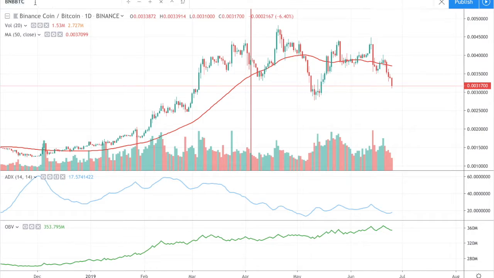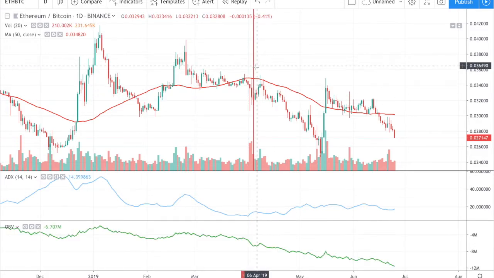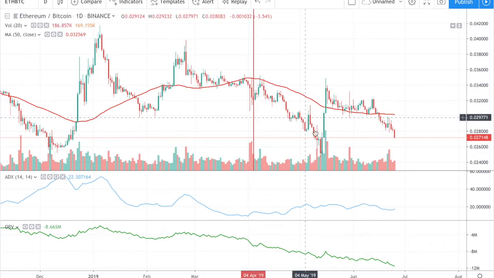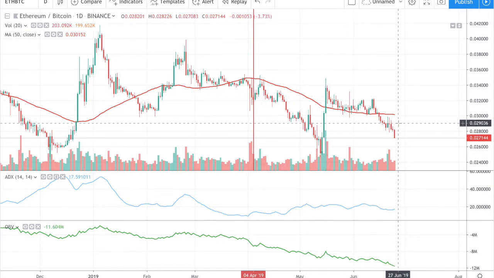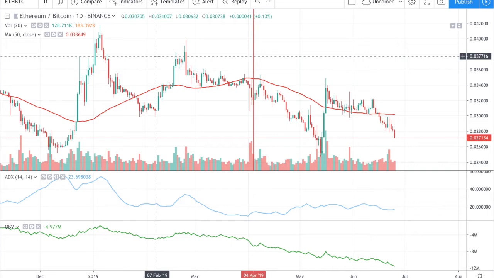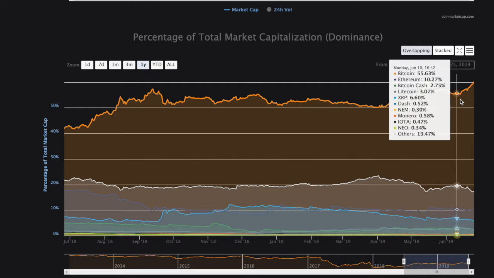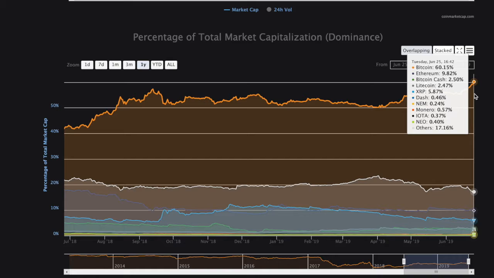ETH BTC as well. We're going to look at that. Again, same date, April 4th. Since then, we've been selling off heavily. We came up a little bit around mid-May, and then we started selling off again. That goes hand in hand with what I was talking about in terms of BTC dominance. BTC dominance has been rising quite a bit. If you take a look here, since the last time we talked about it, we did pick up a lot of BTC dominance. So we're sitting at 60% right now.